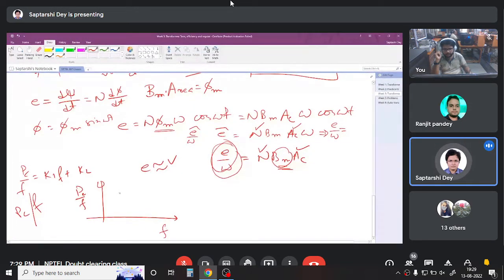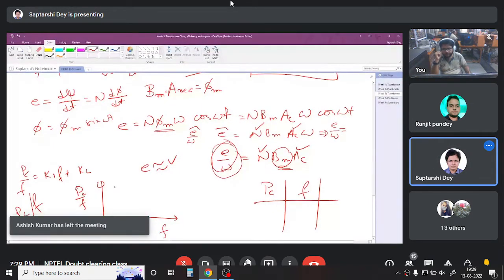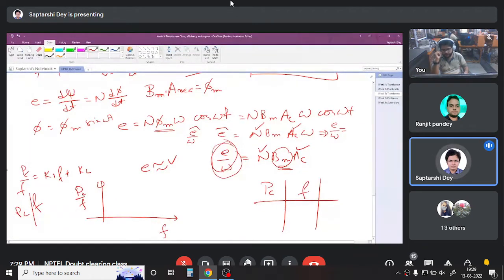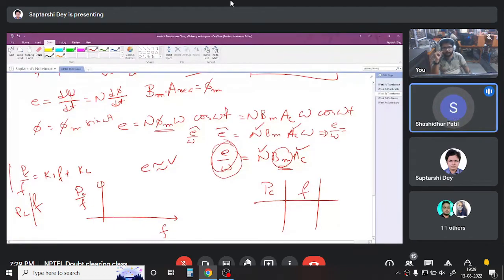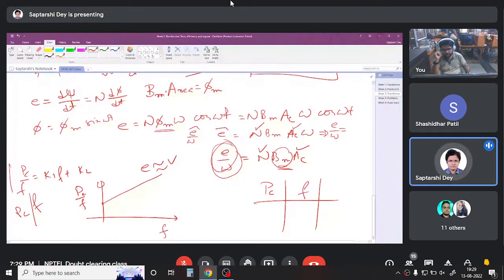Can you tell me what kind of plot shall I get? From the experiments, I have got PC, core loss value, and I have frequency value. Quickly, this should not take time. Straight line. Slope positive or negative? Positively sloped straight line. What is this y-intercept?